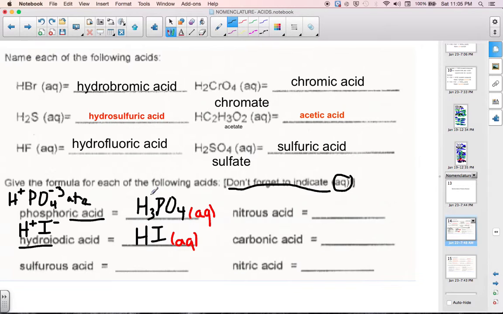Now I can go back and check the -ous acid. What was the one that had the -ous acid? I have to remember. The -ate would be -ic acid, so the -ous has to be the -ite. So this would be ITE. So I have to look at the back of the periodic table and find the sulfite.